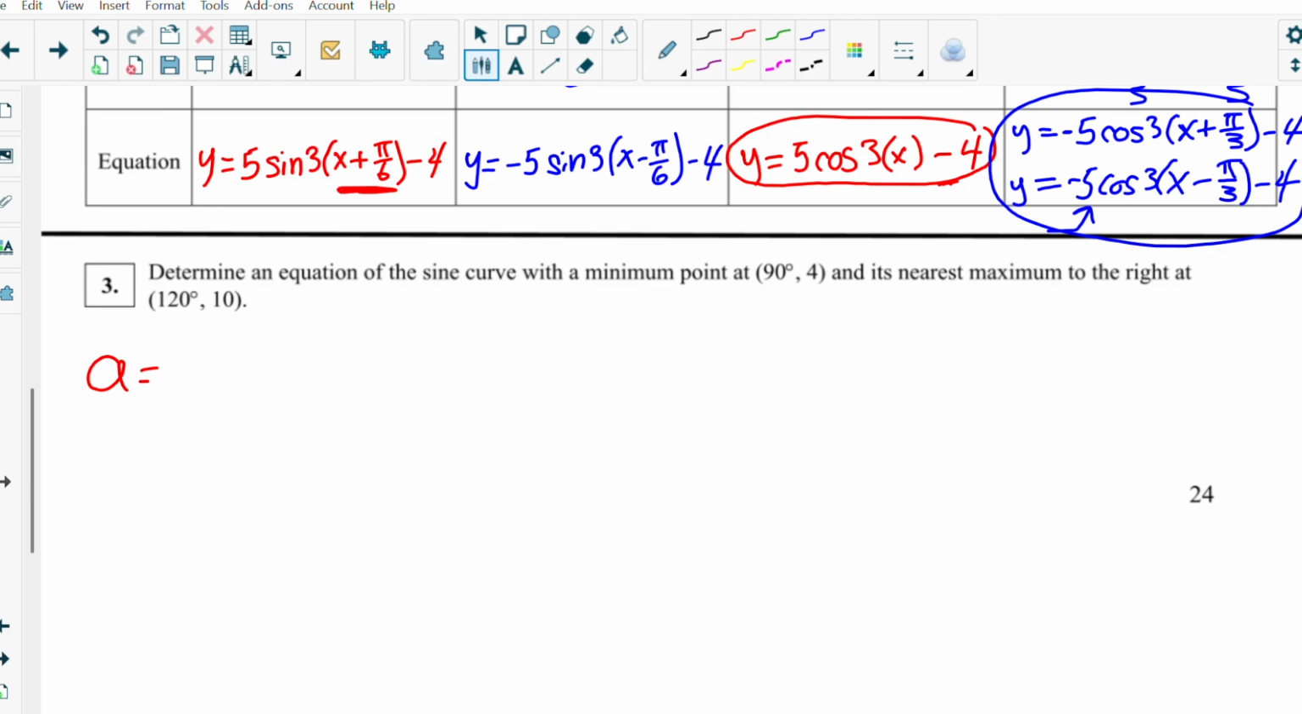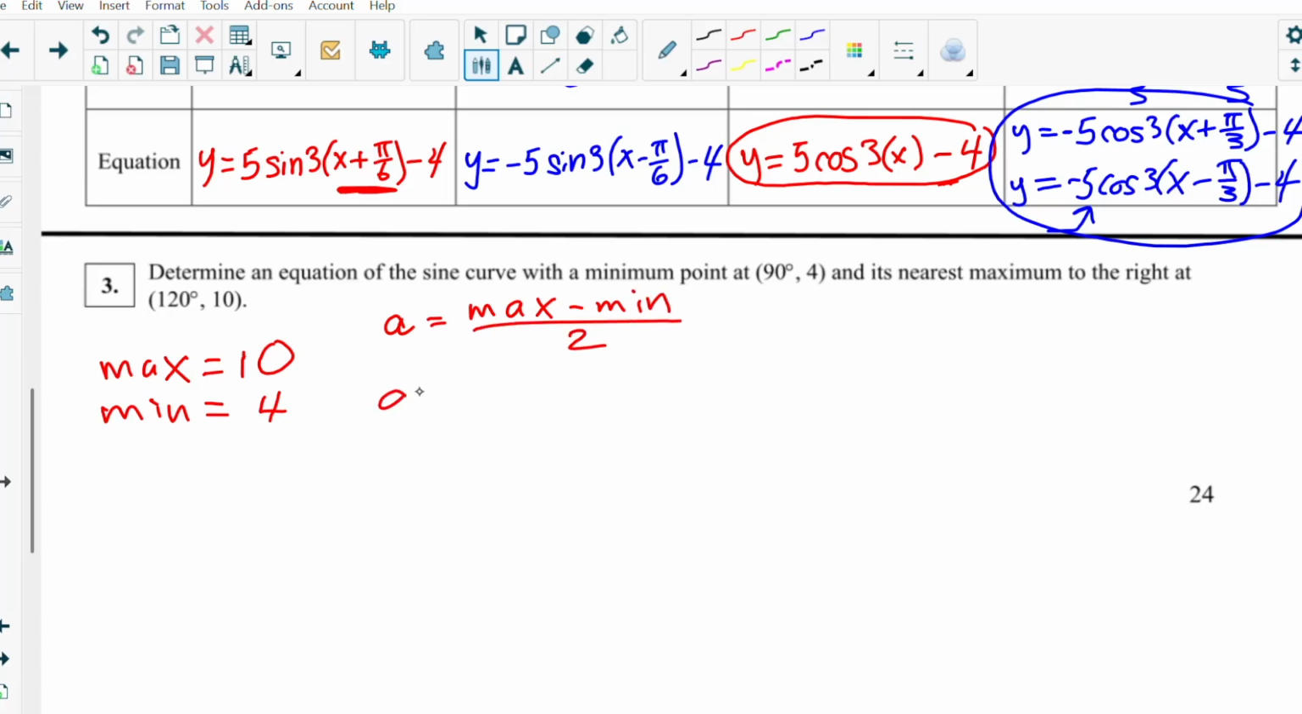So A equals, well, first of all, the max is at a y value of 10. The minimum is at a y value of 4. Okay, so my A value is max minus min divided by 2. So A equals 10 minus 4 divided by 2. And that equals 6 divided by 2 is 3. So A is equal to 3.